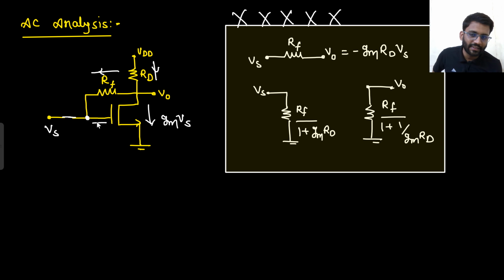Now you will not say, sir, this current is zero. So how will RF have current? Because the source can drive some current. The source can also drive some current. So the RF current will go into the source completely. So RF can also have some current.